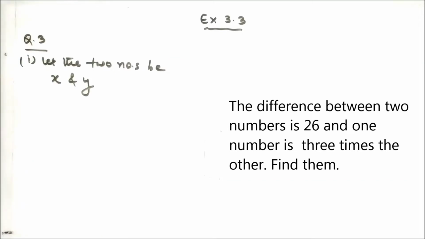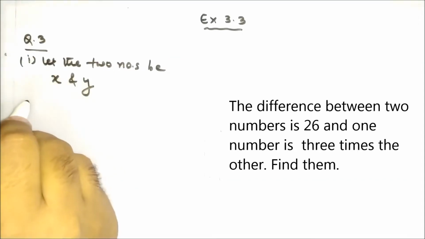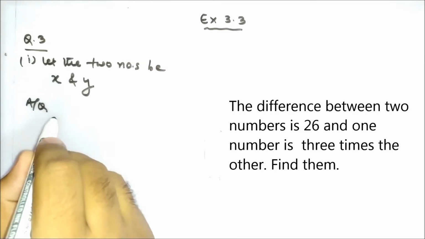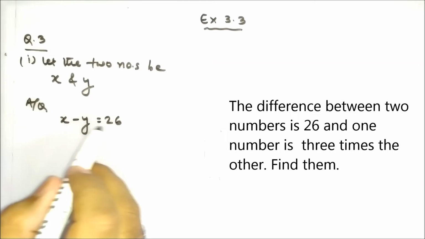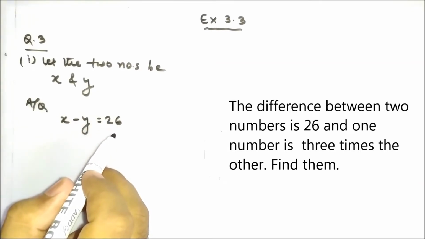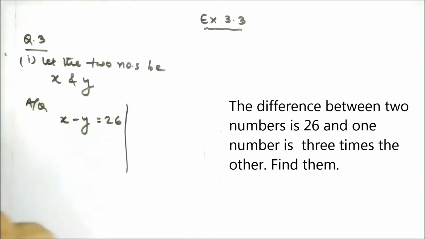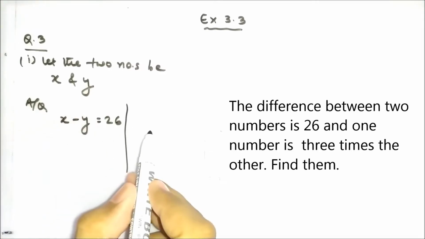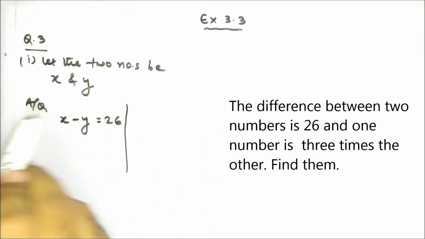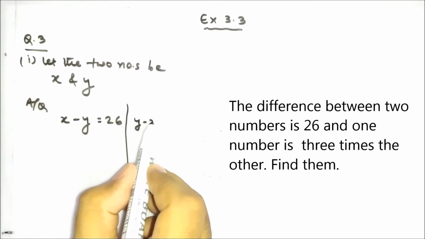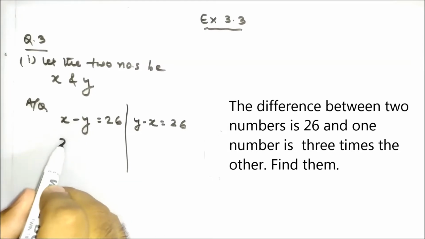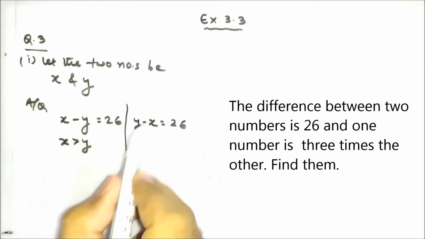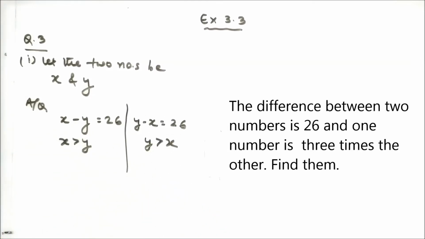Now it is giving that the difference between the two numbers is 26. So according to the question, the difference is x minus y is 26. Now can we take y minus x as 26? Definitely we can take it. Either you take this or the second condition. You can also take y minus x is equal to 26. This situation tells us that x is greater than y, and this situation tells us that y is greater than x.